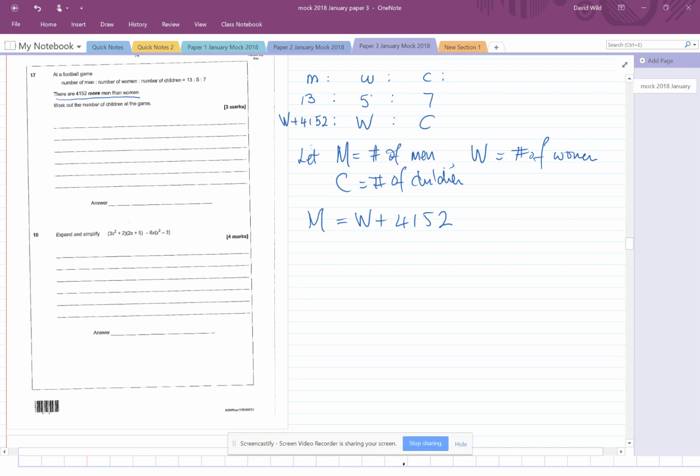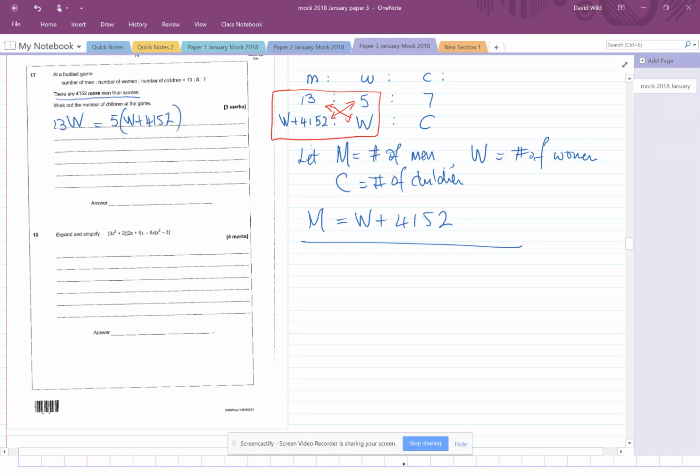Now, these are in ratios. What do we know about ratios and ratio squares? Again, if we draw a rectangle around these two, we know that the multiplication of the diagonals are equal. So we know that 13W is equal to 5 times W plus 4152. So that tells us that we can work out W.